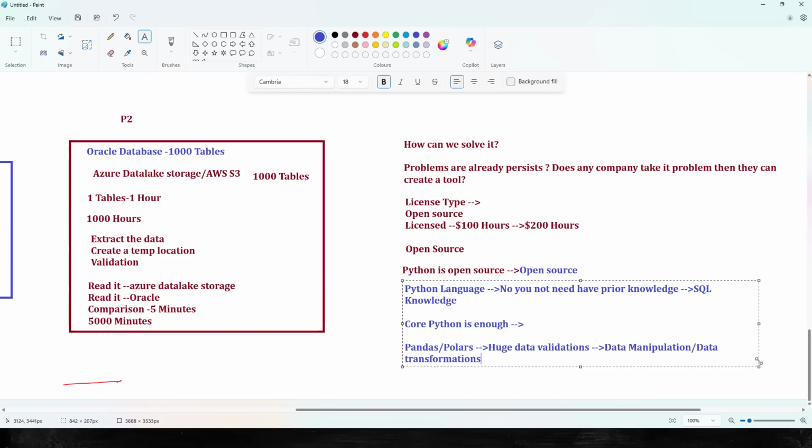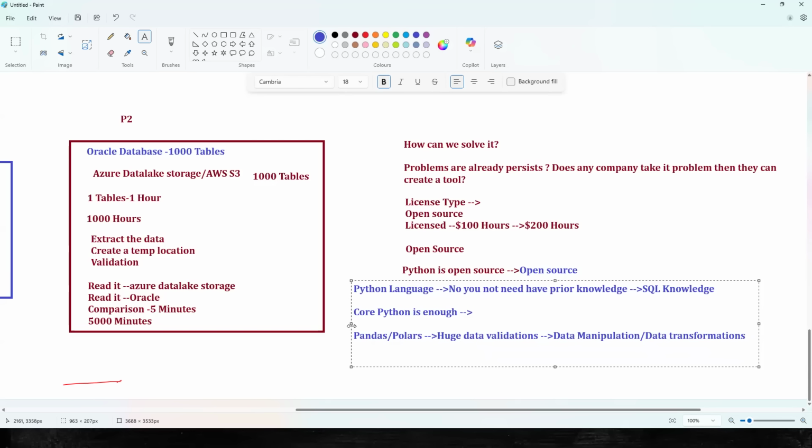Sir, we are ETL testers. When are we going to do data manipulation and data transformations? Should we write test cases according to our requirement? Yes, we are going to write them. Then we have to read the data. Sir, using Pandas, can we easily read from JDBC? Can we read from the file system?